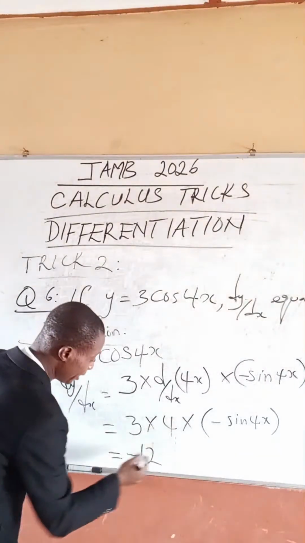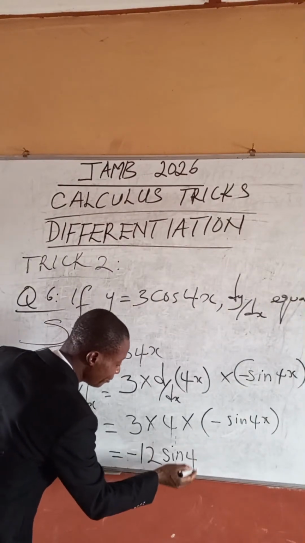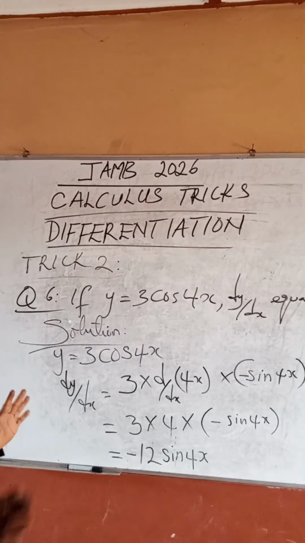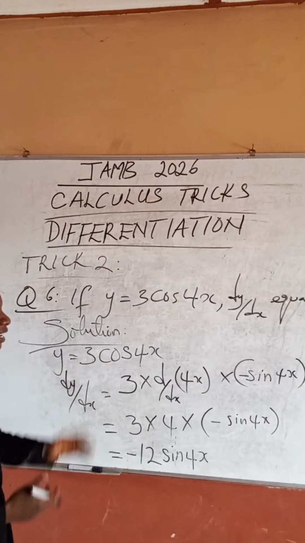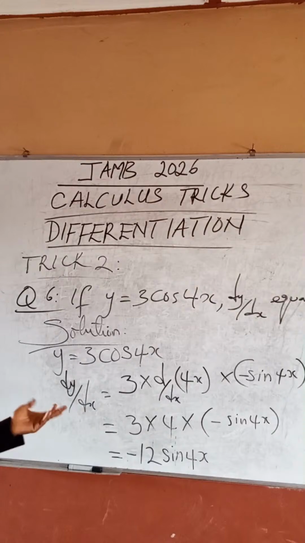Then repeat every other thing. That is sine 4x. This is very simple. Easy peasy, right? So just try and see how you can learn this trick, and that solves it. There's no problem about this. All right. So these are the major tricks we have to learn as far as this is concerned.